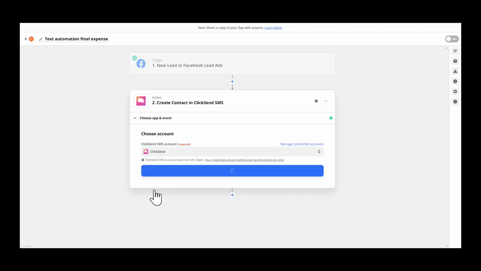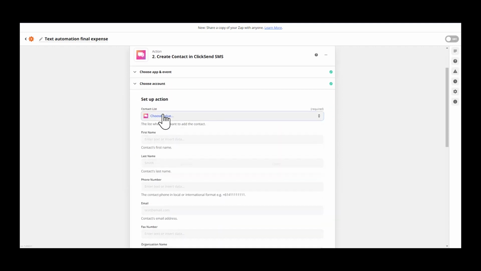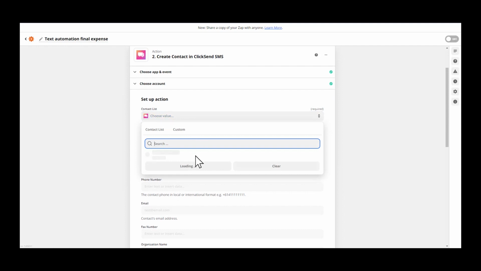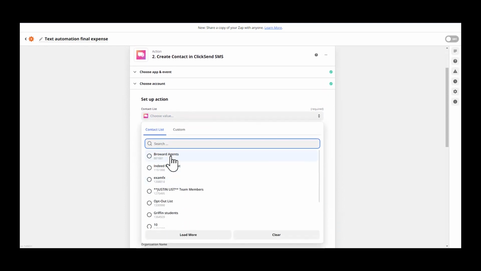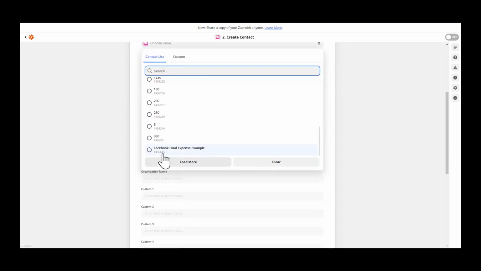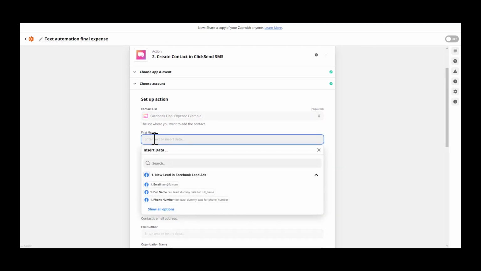Choose account. We're going to go ClickSend. So you want to hook up your account to it. And then you pick the contact list that you want this to add a contact to. What happens is when someone fills out a lead form, it's going to automatically enter them into this list. So we're going to go to final expense Facebook example, or Facebook final expense example. And then it's going to go first name. When you click in these drop downs, it shows you the fields that are available from the Facebook lead form. So whatever questions you have them answer, favorite color, favorite hobby, all this stuff, it's going to go in here.